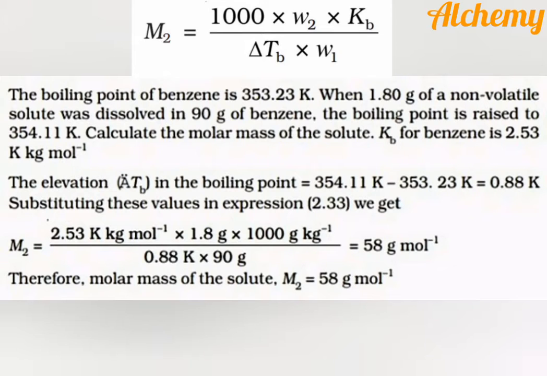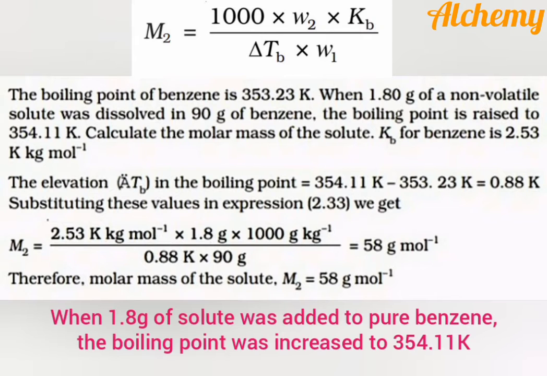An example: the boiling point of pure benzene is 353.23 Kelvin. When 1.80 gram of a non-volatile solute was dissolved in 90 gram of benzene, the boiling point is raised to 354.11 Kelvin. Calculate the molecular mass of solute. The boiling point elevation constant or Kb for benzene is 2.53. Here, the value of ΔTb or change in boiling point is 0.88 Kelvin. The weight of the solute is 1.8 gram, whereas the weight of the solvent is 90 gram. Substituting all values in the equation, we get the molecular mass of solute or M2 as 58 gram mole inverse.